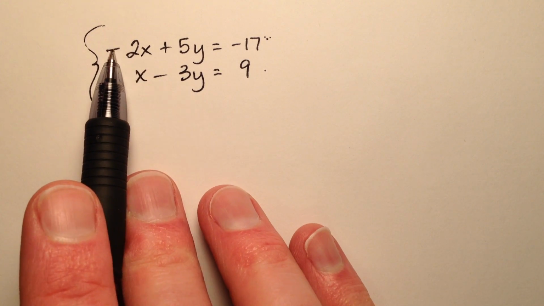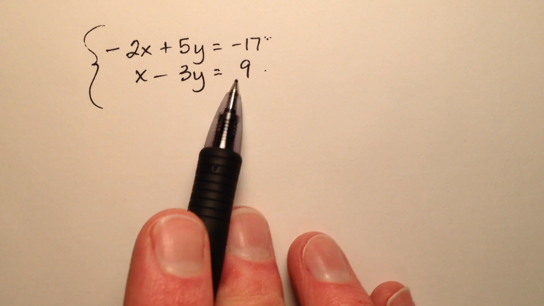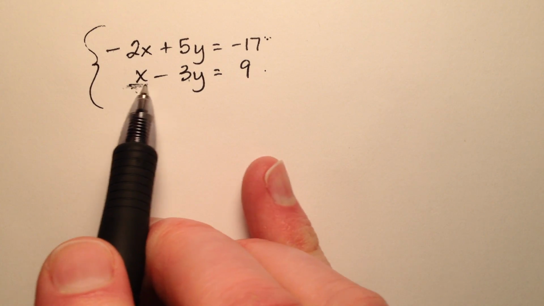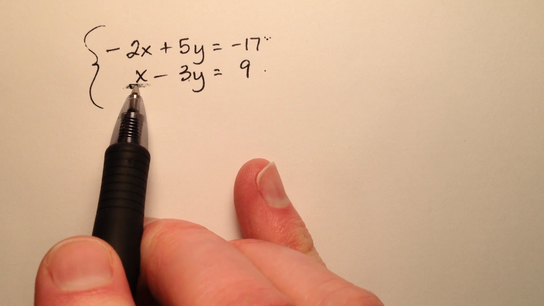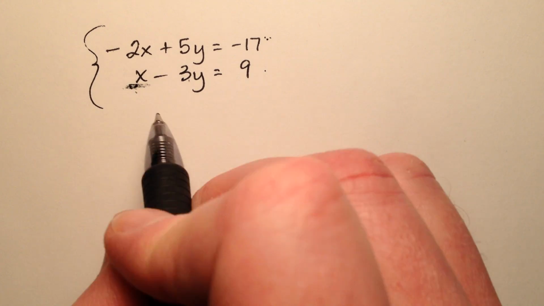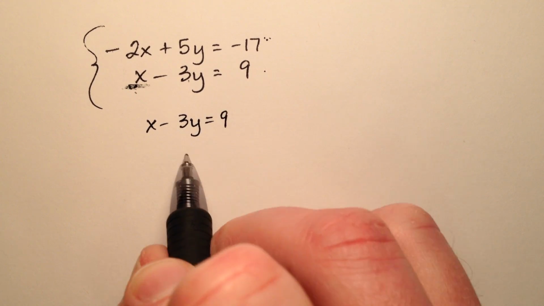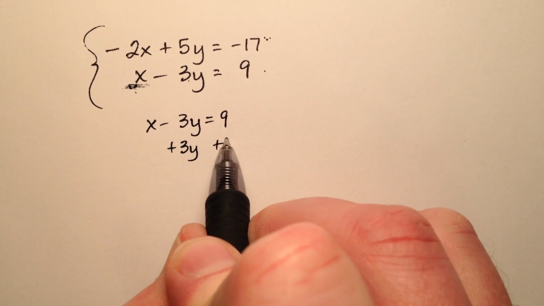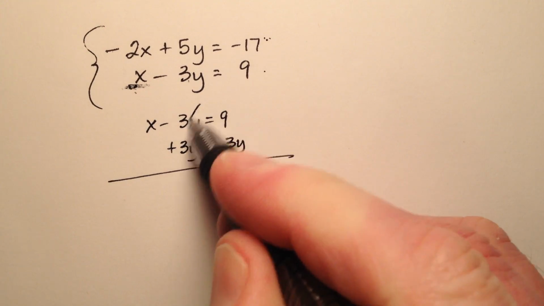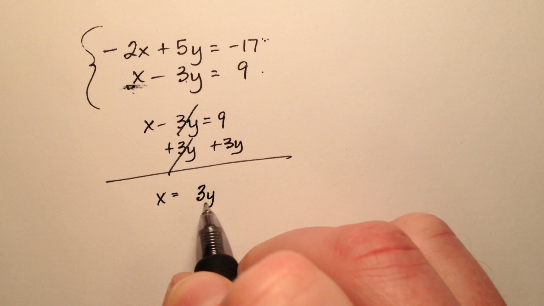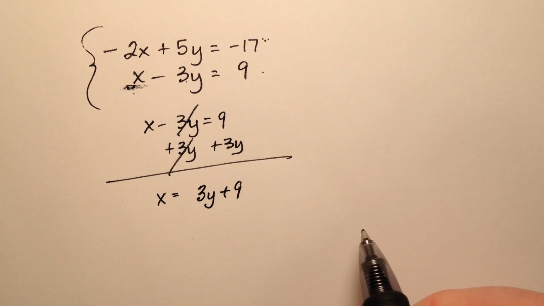My coefficients here are -2 and 5, and down here my coefficients are 1 and -3. So this x is almost all by itself already, so I'm going to use this second equation: x minus 3y equals 9. I'm going to add 3y to both sides, and that will give me my value for x, which is 3y plus 9.